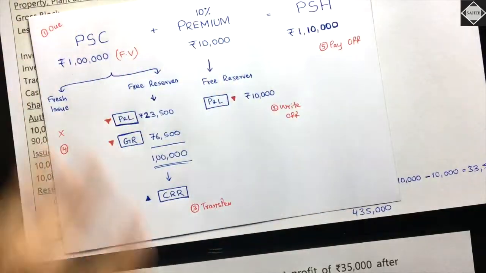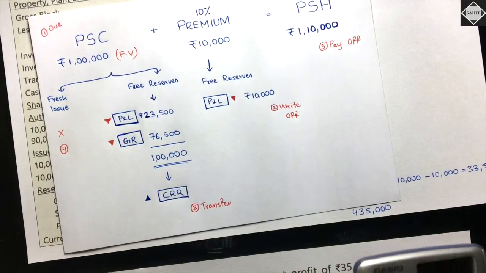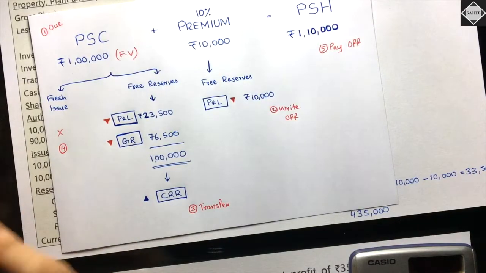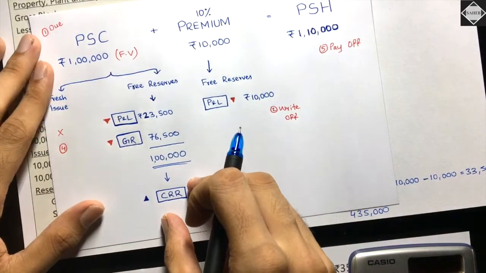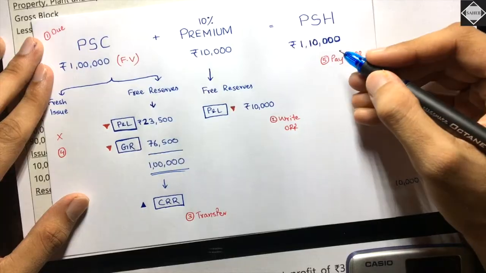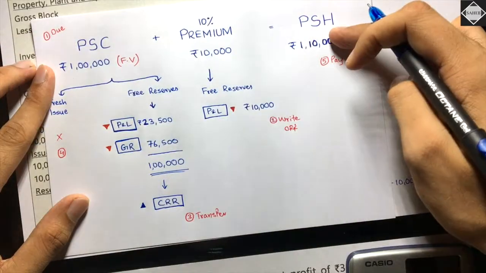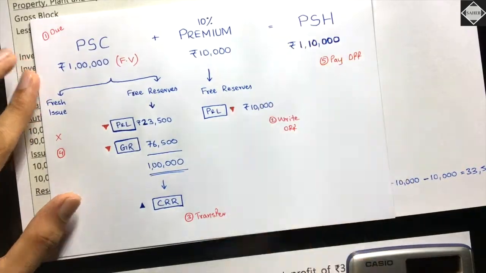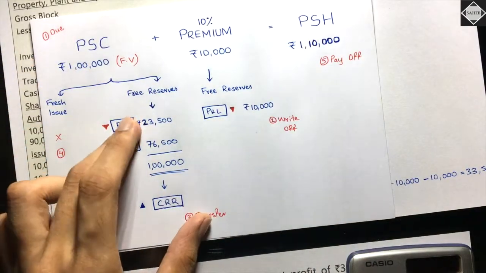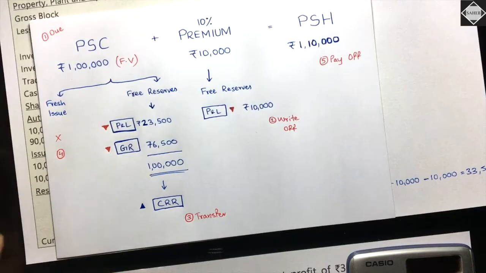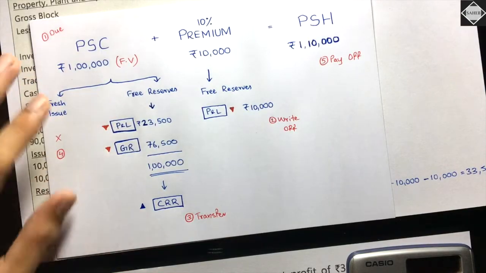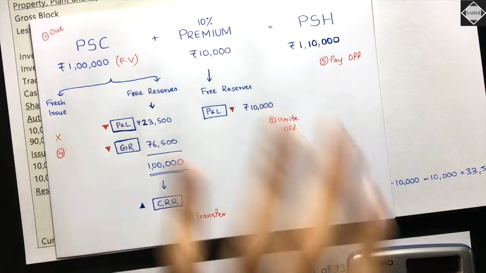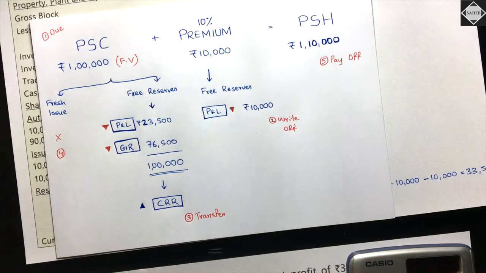Here I'm just showing the rough working. The fourth is the fresh issue, but a fresh issue is not there in the question. Entirely we have created the CRR. The fifth thing is paying off the preference shareholders. So: the due entry, writing off the premium on redemption, the loss which the company has incurred, then creation or transfer of CRR, then fresh issue which is not there, and then paying off the preference shareholders. These are the 5 steps that you follow for doing redemption of preference shares.